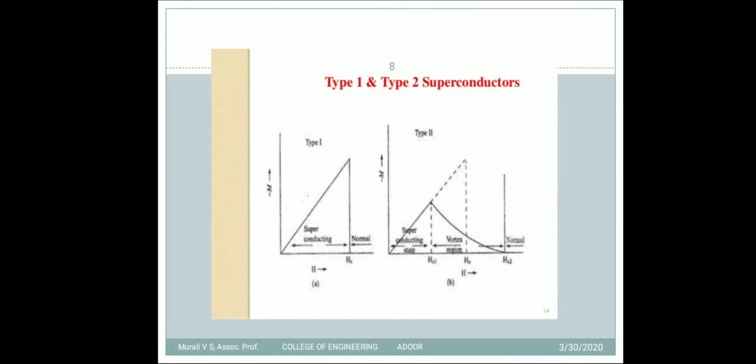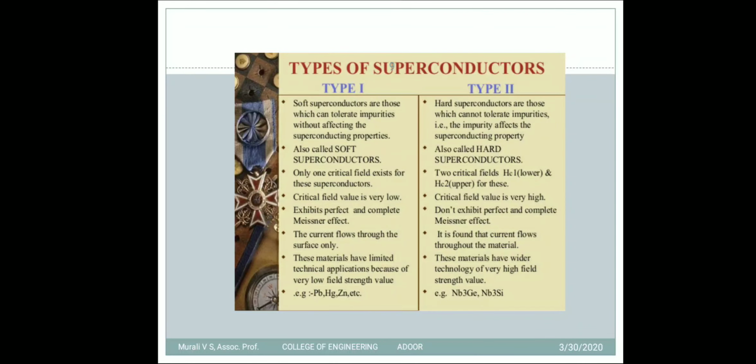So the graph shows that in the first part it is in a superconducting state, like a type 1 superconductor up to Hc1. Between Hc1 and Hc2, the material is in a mixed state, that is the vortex state, and beyond Hc2 it is in the normal state. Now let us compare the type 1 superconductor with the type 2 superconductor. It is an important question from the examination point of view.